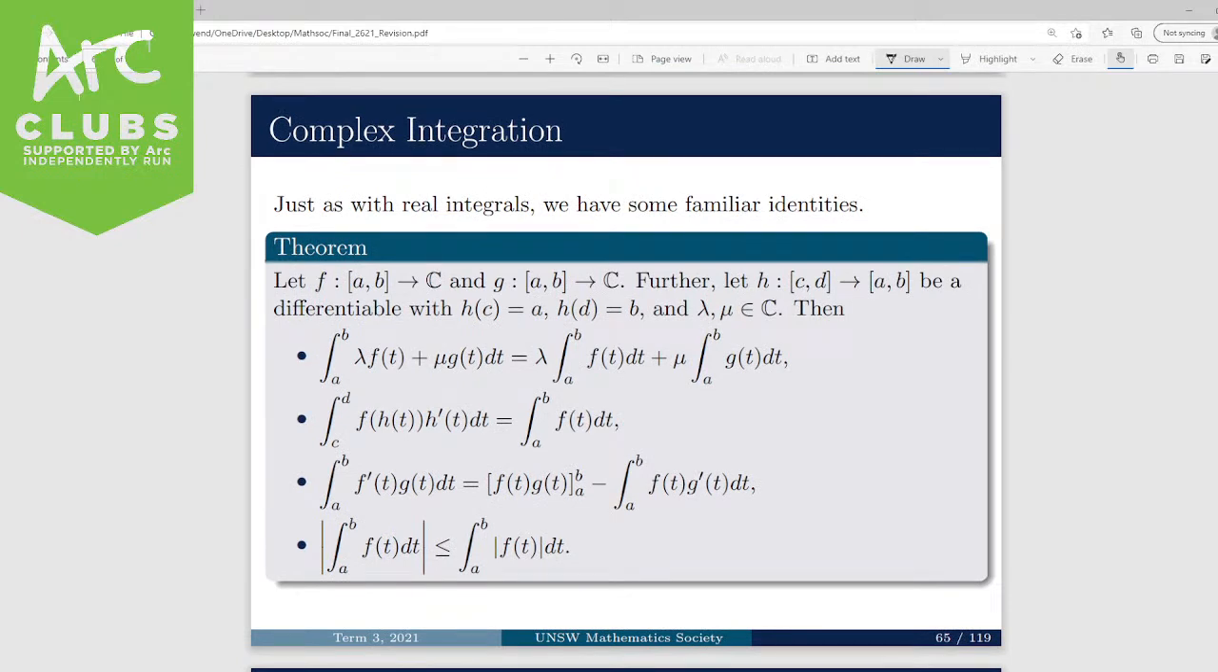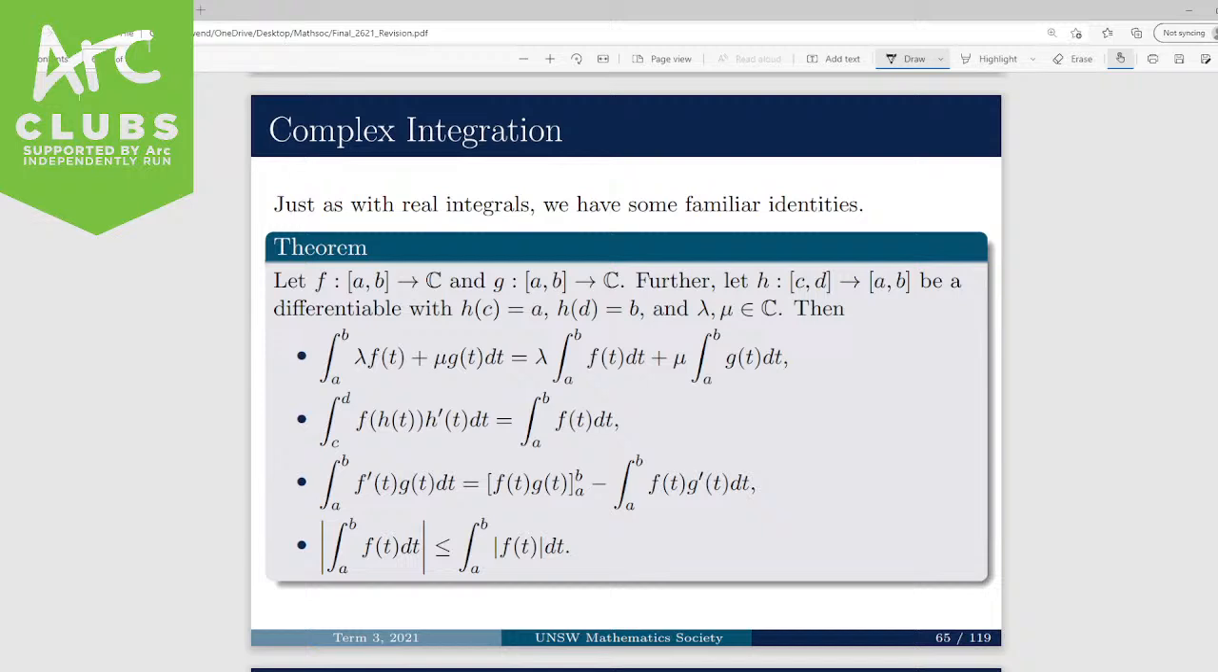These identities, not many plot twists, not any plot twists actually. They all have their nice little real counterparts. So you can see lambda f plus mu g, sorry, the curve is out to get me. You can split them up into two different integrals, and you can chuck the constants lambda and mu outside. When you have the second thing over here, f of h times h dash, that's of course just reverse chain rule, still working out really well over here in complex life.